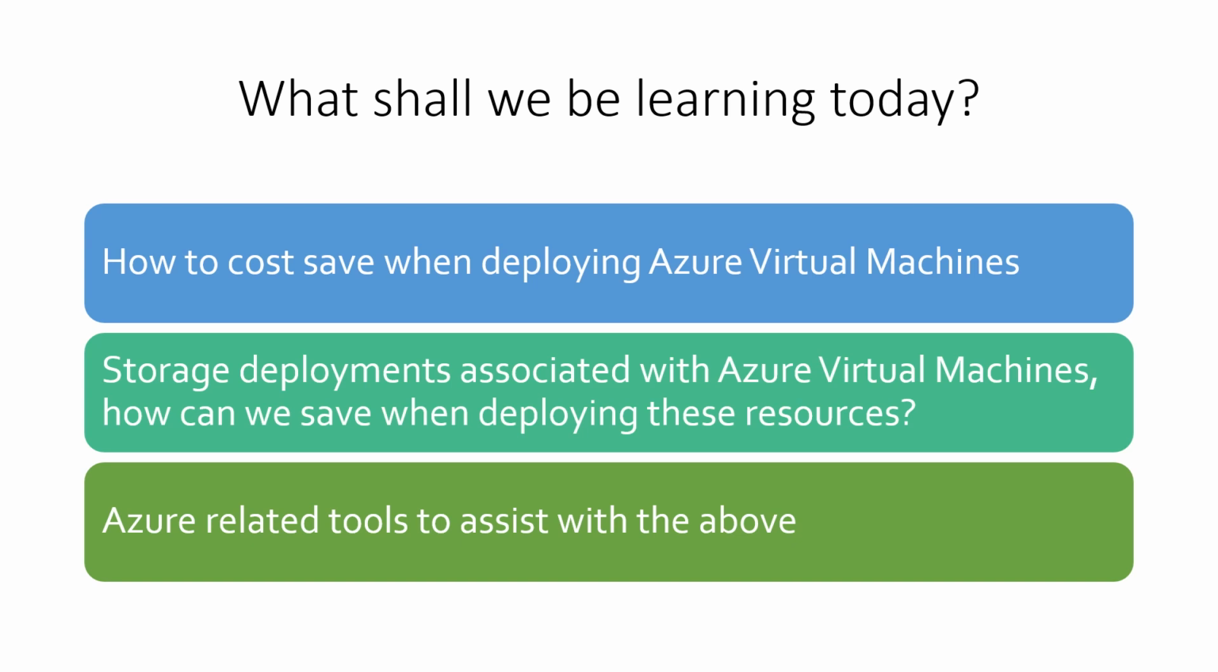Following on, storage deployments associated with Azure virtual machines. How can we save when deploying these resources? These resources will include both Azure Blob Storage and also Azure Files. So on top of virtual machine cost saving, I'm going to be looking at the associated storage deployments that you may be deploying along with virtual machines, Blob Storage and Azure Files. And also I'll be referencing Lifecycle Management within this and how it can assist you in cost saving.